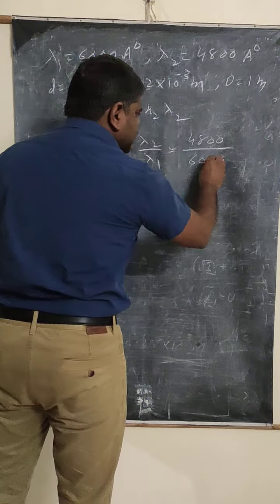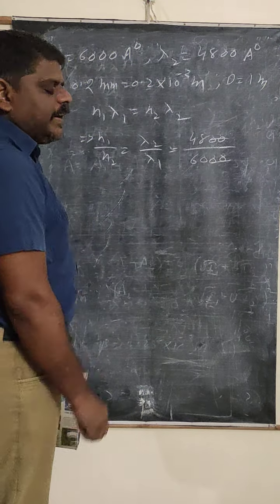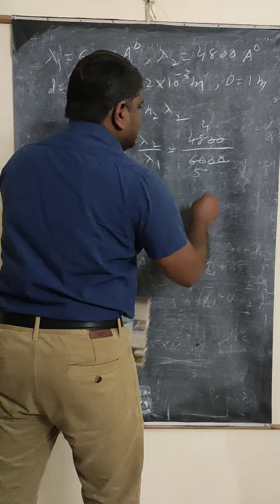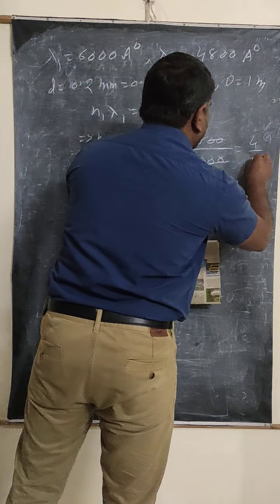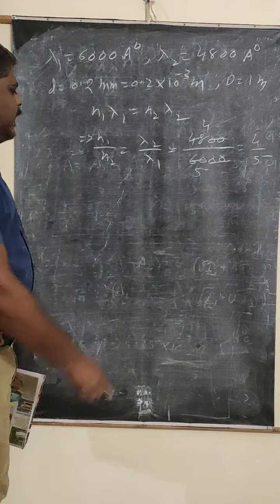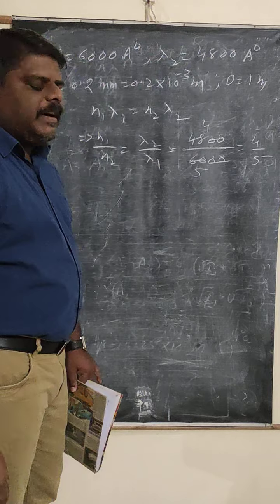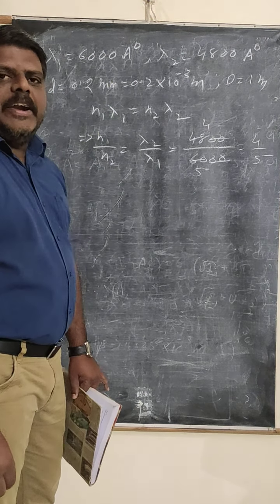So what are the terms cancelled? The 0, 0 will be cancelled. If I cancel with the 12, 12 4s are, 12 5s are. That means it becomes 4 by 5. So N1 by N2 is equal to 4 by 5. What does that mean? N1 is equal to 4 and N2 is equal to 5.